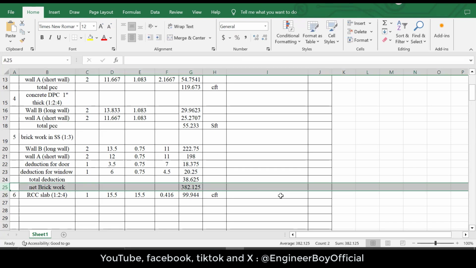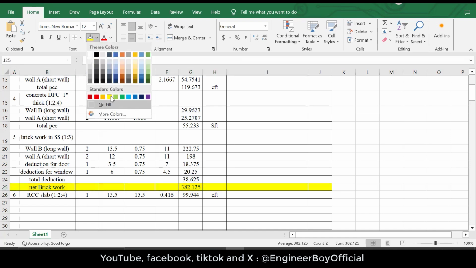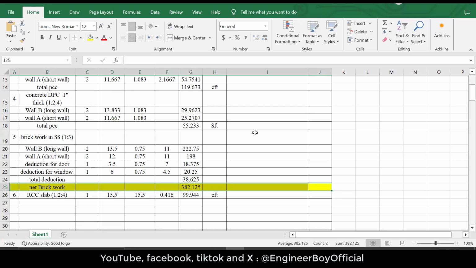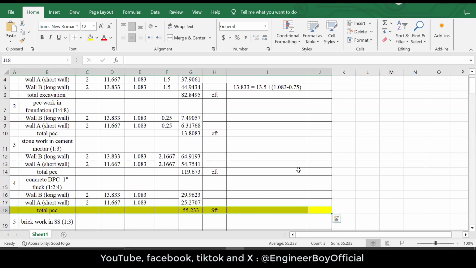You can change the color of it so you can understand the things. Let's say this is the total quantity here. This is the total quantity, okay? So it's better to separate them so you can see things very clearly, like total PCC. Then you can, of course, calculate the quantity of different materials used in PCC. What's wrong over here? We have total PCC. These are actually two different things, that's the reason.